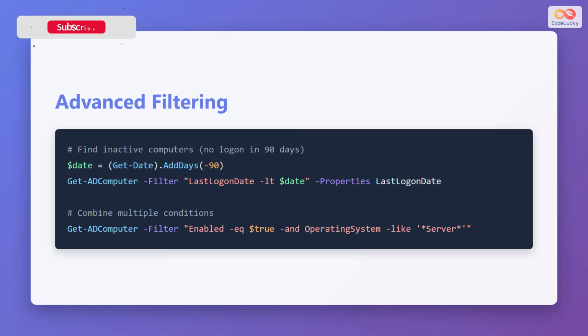For more sophisticated queries, you can use advanced filtering techniques. One common task is finding inactive computers that haven't logged on in a specified period. You can create a date variable using Get-Date and subtract 90 days, then filter for computers where LastLogonDate is less than that date. You can also combine multiple conditions using logical operators like AND. For example, you can search for computers that are both enabled and running server operating systems by combining these conditions in a single filter.